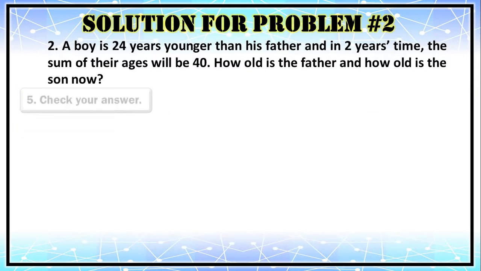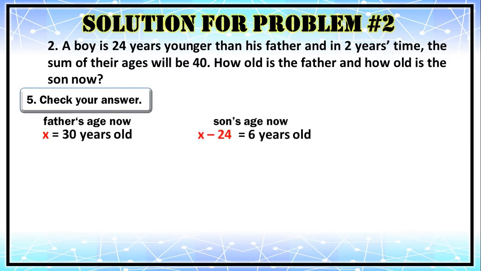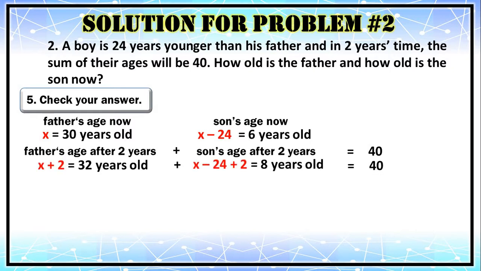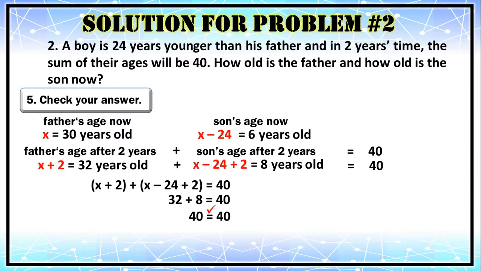Step number 5 is to check our answer. So we use our equation. Father's age after 2 years plus son's age after 2 years equals 40. So we have 30 plus 2 equals 32 years old, and then 6 plus 2 equals 8 years old, equals 40. So we have 32 plus 8 equals 40, and 40 is equal to 40. Therefore, the equation is true. So our answer is also correct.